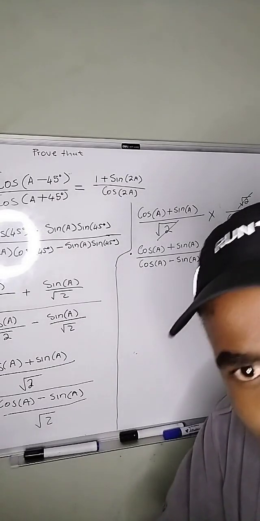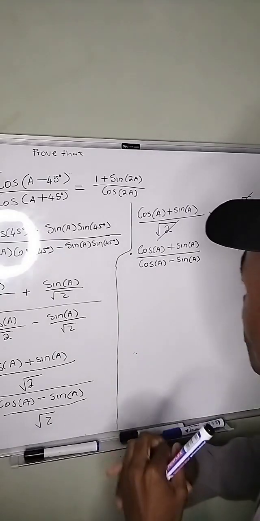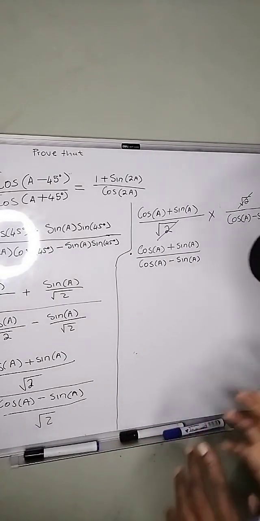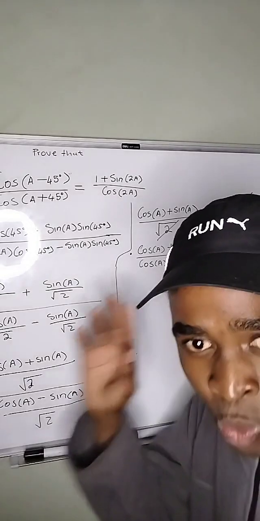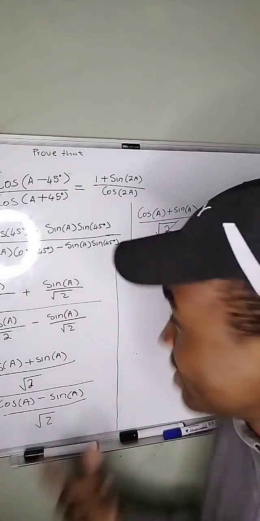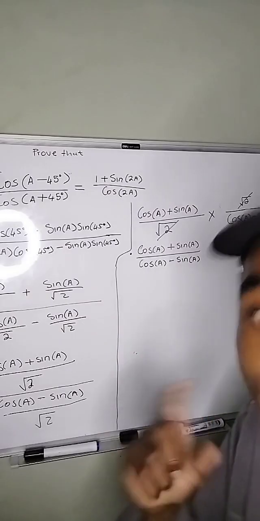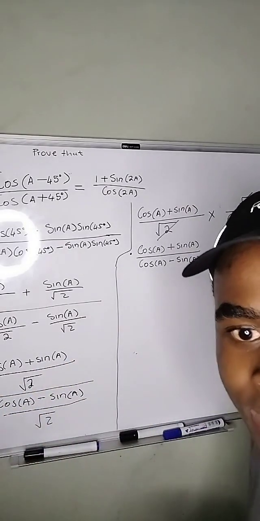So guys, what do we do? I'm going to multiply this with its conjugate. The way I see it, we are going to multiply this with its conjugate.